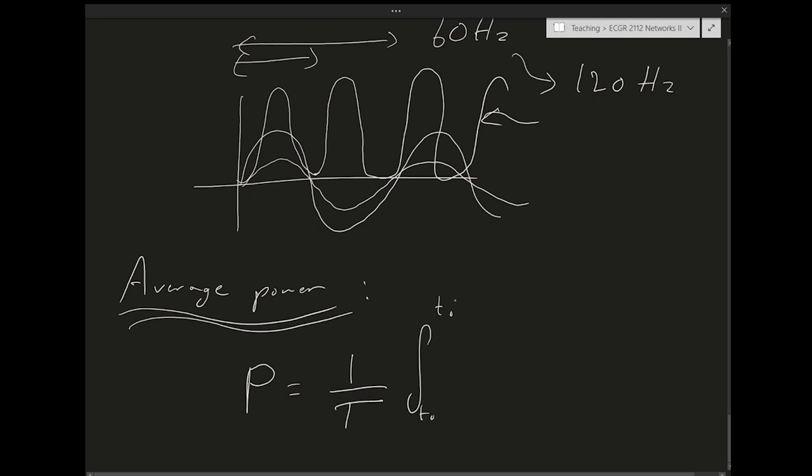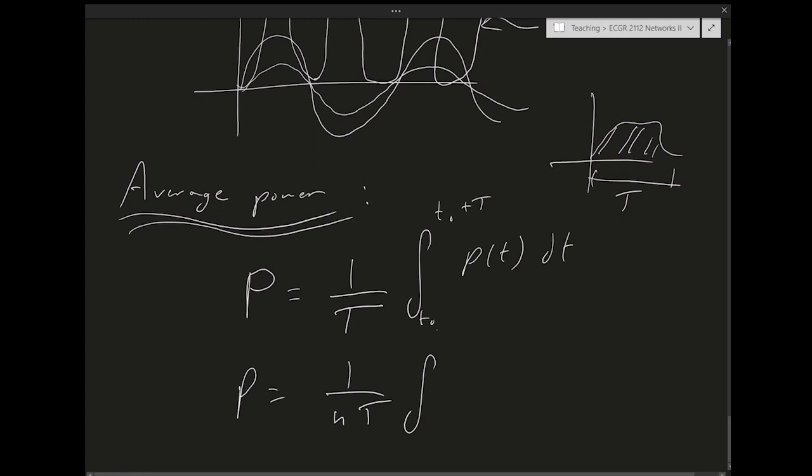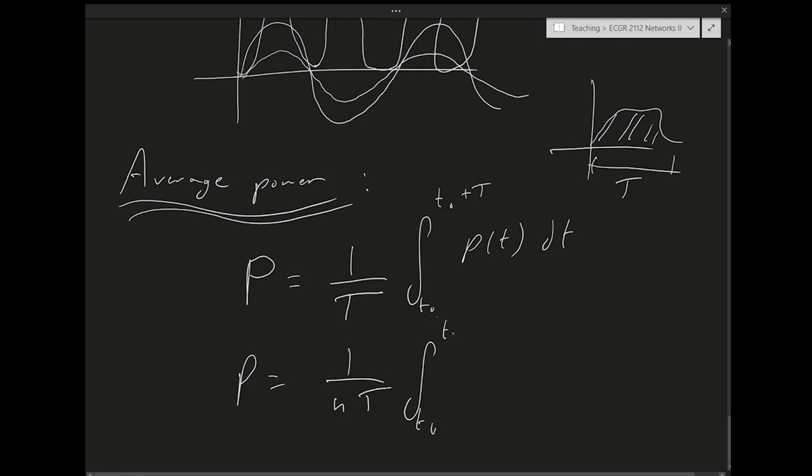T0 to T0 plus T. It doesn't matter where I start. I just have to integrate for a whole period. So it's the integration of p(t) dt. It's the area under the curve of p(t) divided by the period. That's the definition of the average function, right? Or we can say that P equals 1 over NT. I can take multiple periods and should still get the same value. This is T0 to T0 plus NT, capital P, p(t) dt.